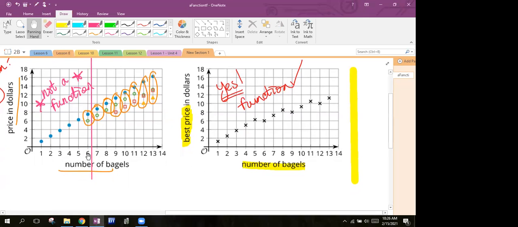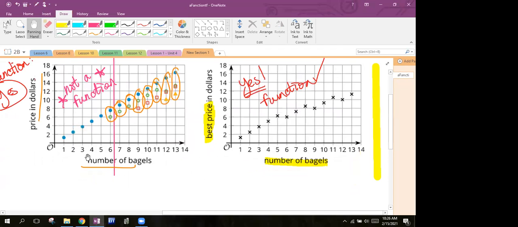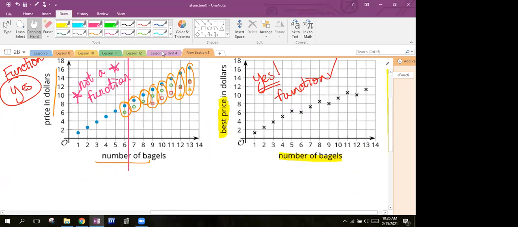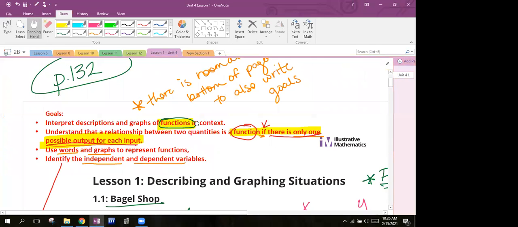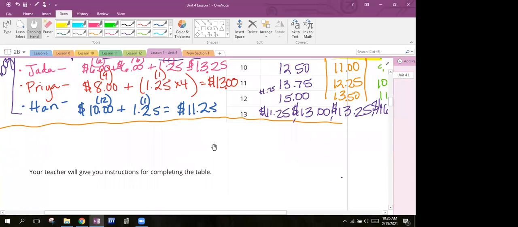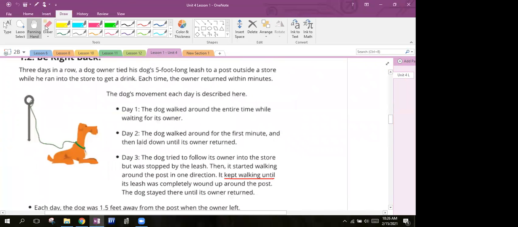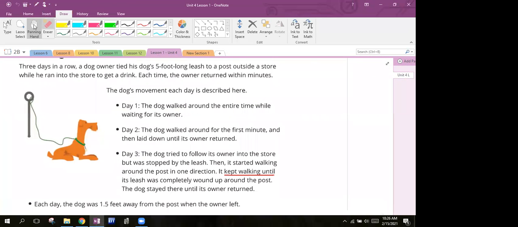Now, this is lesson 1, activity 1. We are going to continue talking about functions. So if that's still kind of a lot to take in, don't worry. This is our last activity and then we are going to be done.